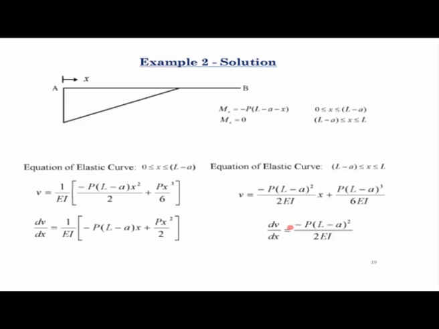Now for the deflection, you can see that there is a constant term here, plus P into (L minus a) cubed by 6EI, minus P(L minus a) squared by 2EI times x. So to get the maximum deflection, we put the maximum value of x that is possible in this expression. In this case, the maximum value of x is L. So the maximum deflection will also occur at x equal to L.